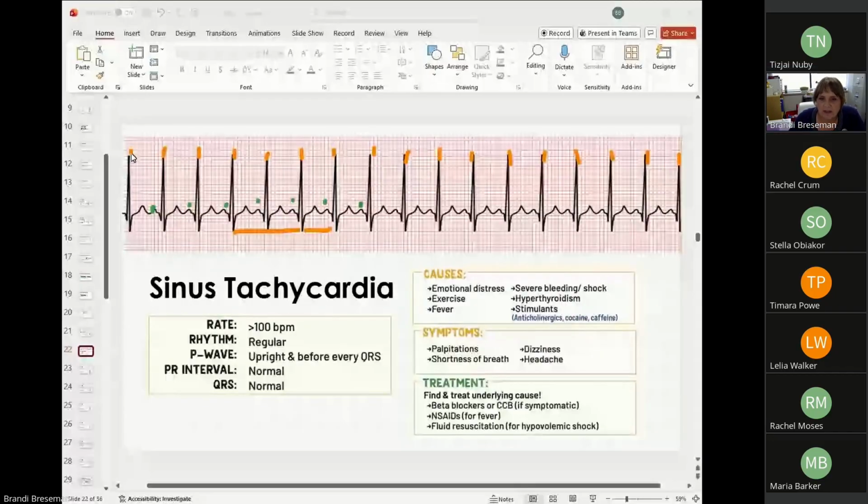And then we have our QRS, which again is like 1.5 boxes, maybe 2 boxes. So again, you have that 0.08, which is normal. So everything is normal except for the heart rate. The heart rate is above 100. Now it's sinus tachycardia.